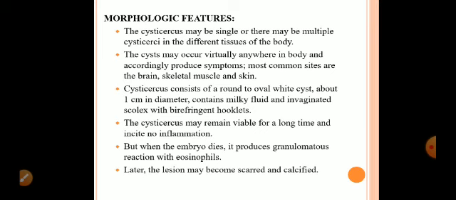Cysticercus consists of a round to oval white cyst about 1 centimeter in diameter, containing milky fluid and an invaginated scolex with birefringent hooklets. The cysticercus may remain viable for a long time and incite no inflammation, but when the embryo dies, it produces a granulomatous reaction with eosinophils. Later, lesions become scarred and calcified.